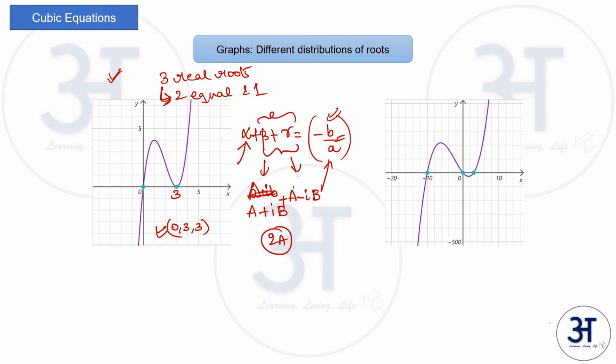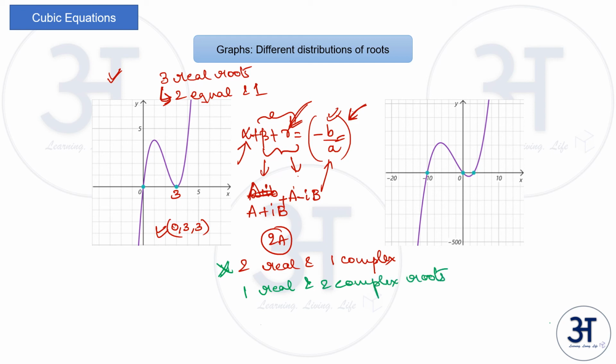What will happen if two of my roots are real and one complex? Then I will be left with an imaginary term in one of the roots. In that case, my RHS should also have an imaginary part, right? But that is not the case. Minus b by a is not imaginary. So it is impossible to have two real roots and one complex root. The case is always either there is one real root and two complex roots, or there are all three real roots.